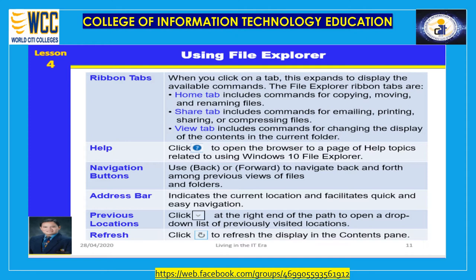We also have ribbon tabs. The File Explorer window includes ribbons for working with files. When you click on a tab, the ribbon expands to display the available commands. When you click a command, the ribbon minimizes again. The File Explorer ribbons are, of course, the Home tab, which includes commands for copying, moving, and renaming files. We also have the Share tab, which includes commands for emailing, printing, sharing, or compressing files. The View tab includes commands for changing the display of the contents in the current window.